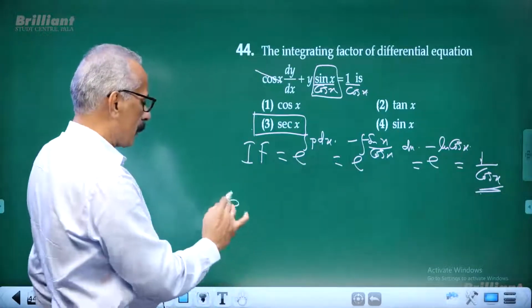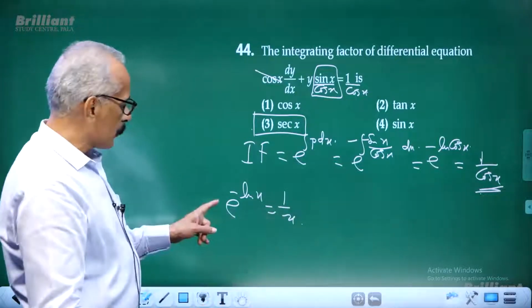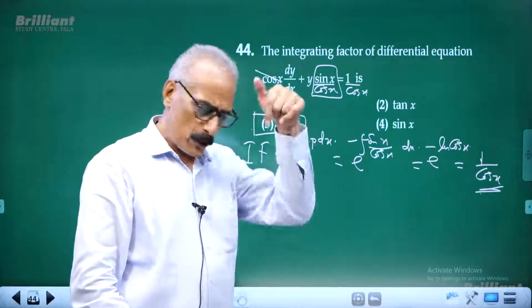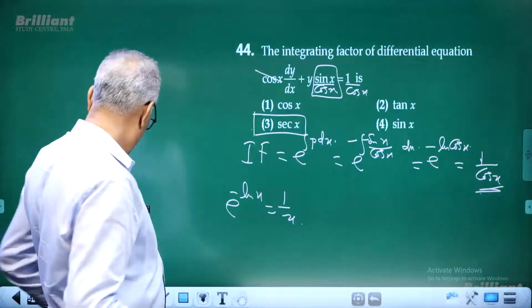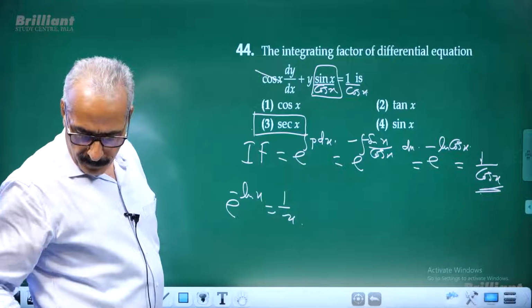e to the power minus log x means 1 by x. e to the power minus 2 log x means x to the power minus 2, which means 1 by x square. Okay. So 44, the answer is 3.